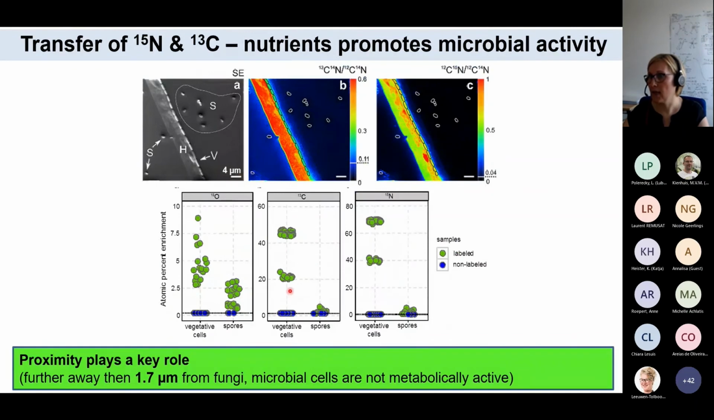And this is an example here of the NanoSIMS analysis we did, showing the spores further away and the vegetative cells that have access and they grow. So very important, the proximity for the microbial interactions, or at least trophic interactions and exchanges of nutrients and water.